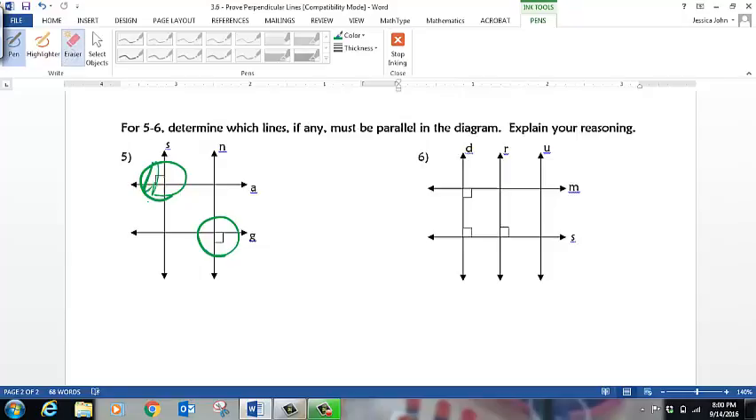So let me erase this. So kind of a counter example of this diagram is just to show you that all of these angles don't necessarily have to be 90 degrees. As if we have line S, and then we have line A here.